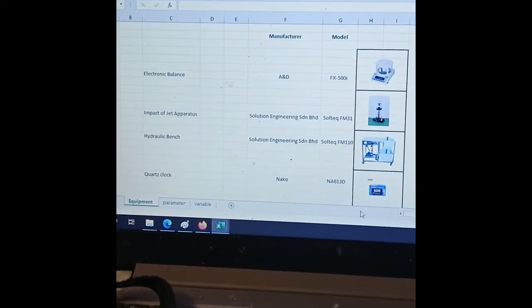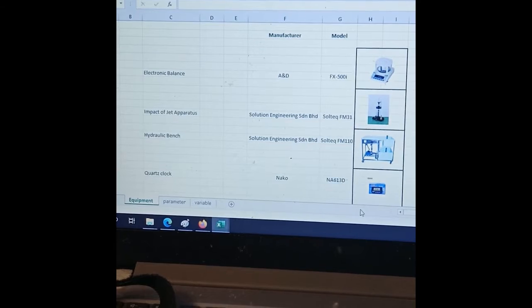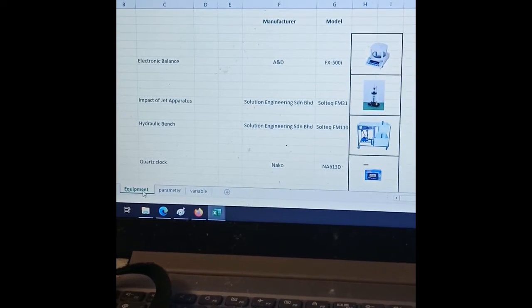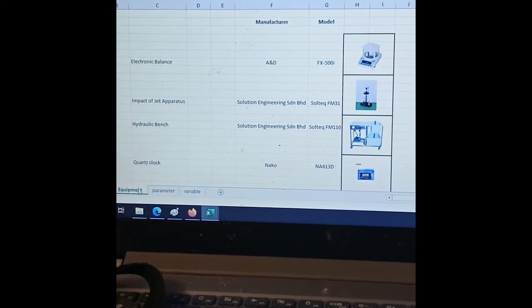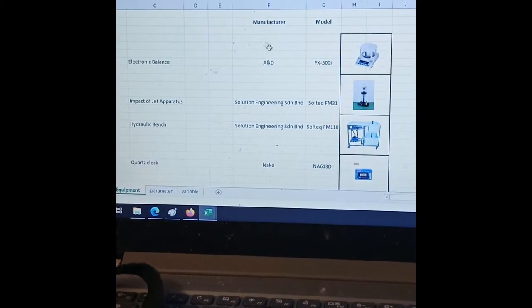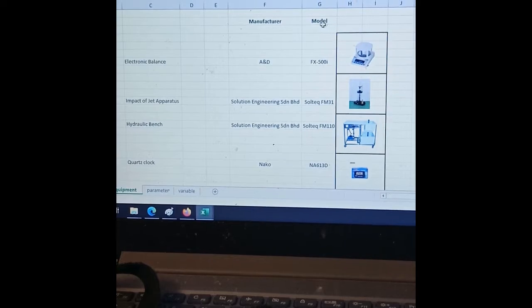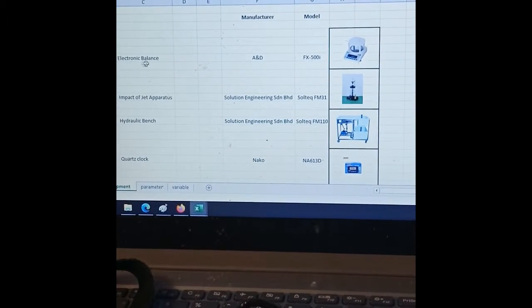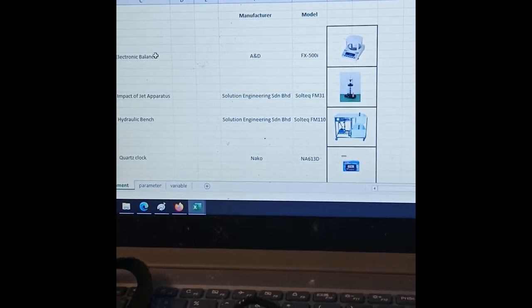Today I'm going to show you the result that we get from this impact of a jet experiment. I'm using this Excel application software. The first worksheet describes the equipment that we use. We have the manufacturers and the model, and then the figure as well. The name of the equipment is given on the left hand side.